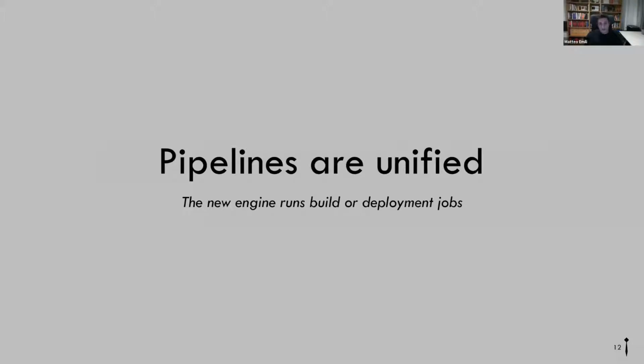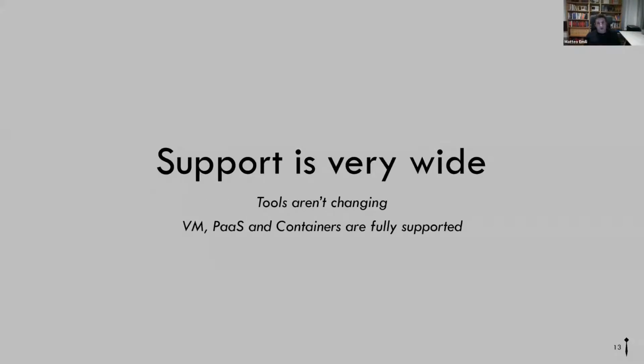The new engine is going to run build or deployment jobs independently. There is no need for a distinction between jobs. They are different. We'll see the syntax, but the engine is the same, and there's no more. There's no difference anymore in where you see your jobs. Everything is a pipeline. Support is obviously very wide, so the tools aren't changing. Virtual machines, platform as a service, containers are fully supported. Nothing different there. It's just that you have a little bit of different features, and we'll see all the various edge cases. But the story of pipelines in Azure DevOps is exactly the same.